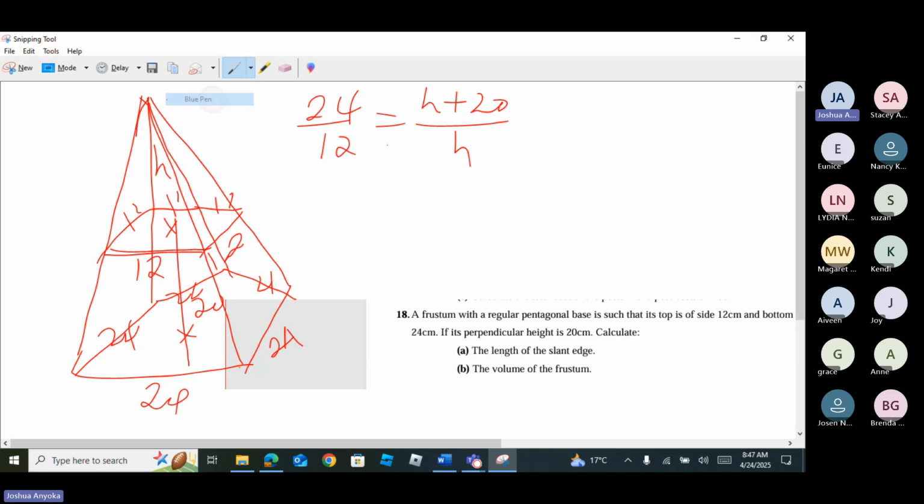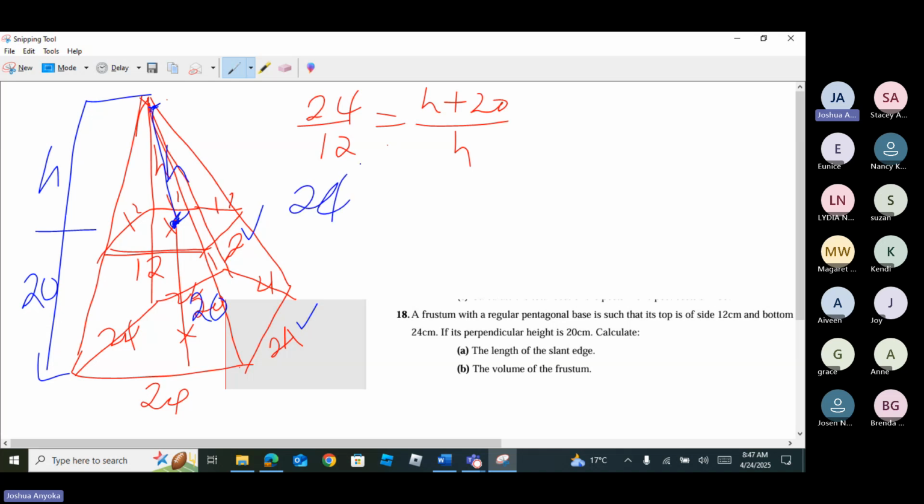We let the height of the pyramid that was cut off be h, and the remaining height of the frustum is 20. So 24 over 12, the ratio of corresponding sides, should give us a constant, which is equal to h plus 20 all over h. Now we use that to find the height.